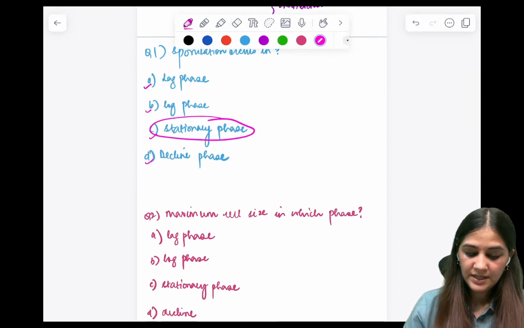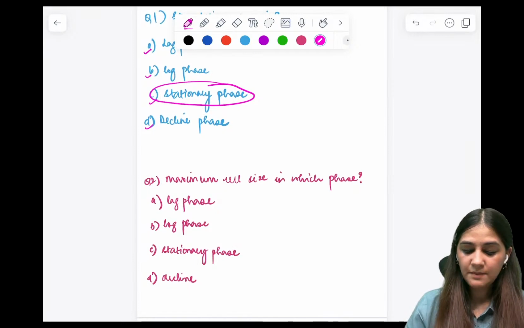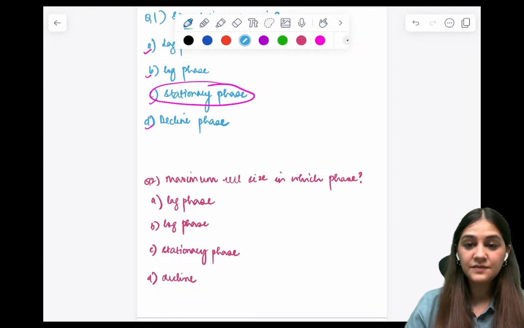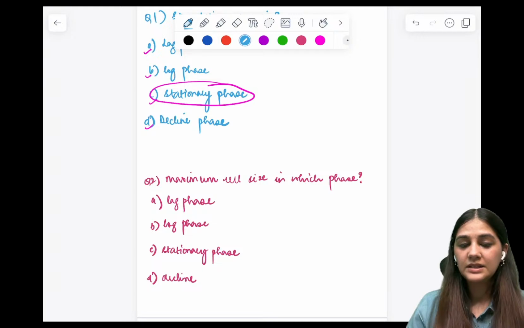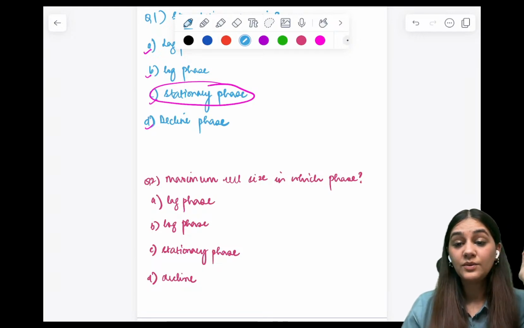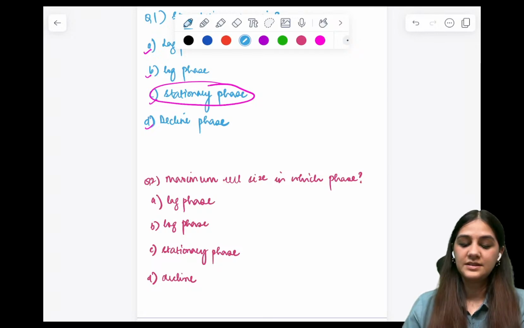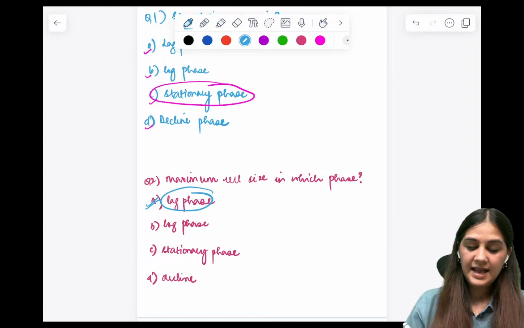Right? So, next, this is the question: maximum cell size in which phase? So, maximum cell size किस phase में आ रहा है? Lag phase में आ रहा है maximum cell size, log में, stationary में या decline phase में? So, what did we remember, that pregnant woman? Pregnant woman lag phase में सबसे ज्यादा खाना खा रही थी, right? She was eating, she needed a lot of nutrition in the lag phase because she had to produce babies in the log phase. So maximum cell size, pregnant woman, which phase? Lag phase. So the answer here is the lag phase.